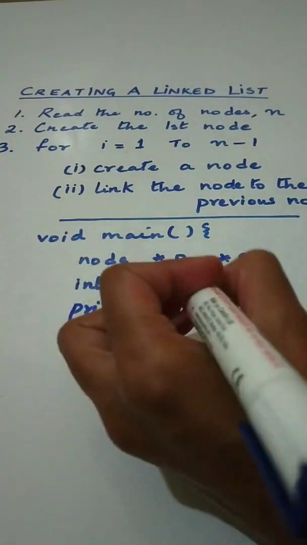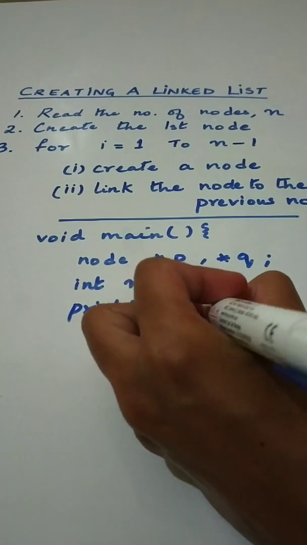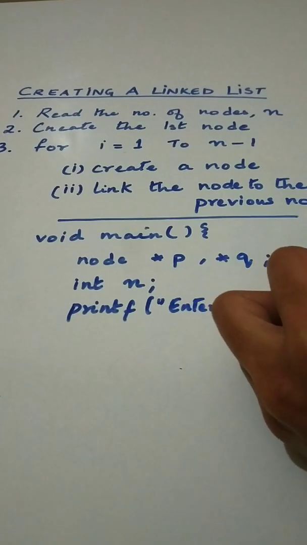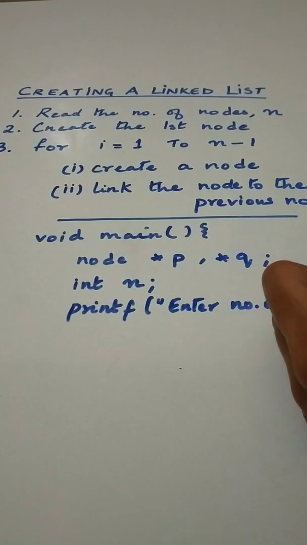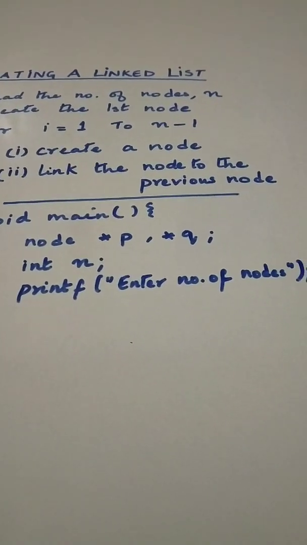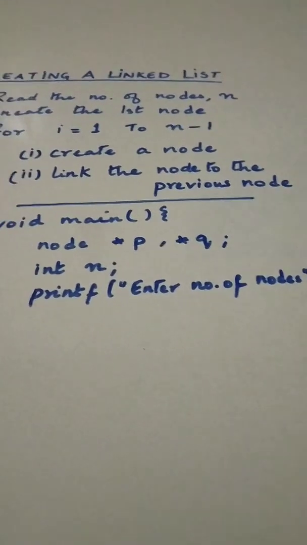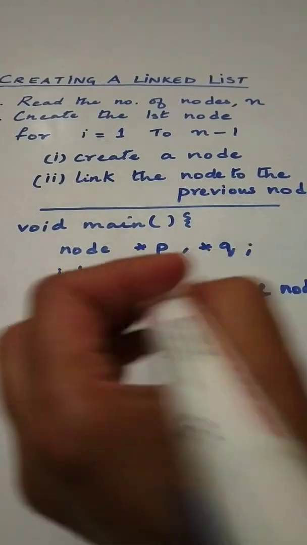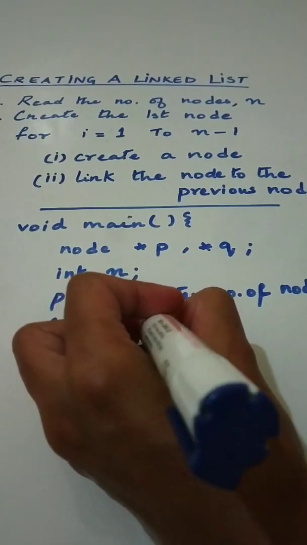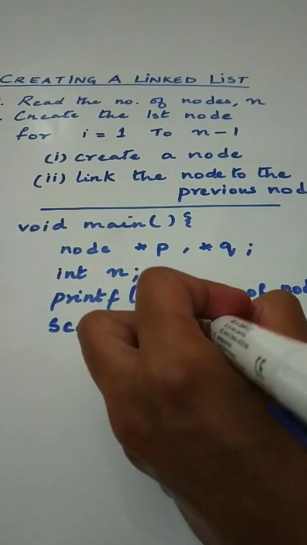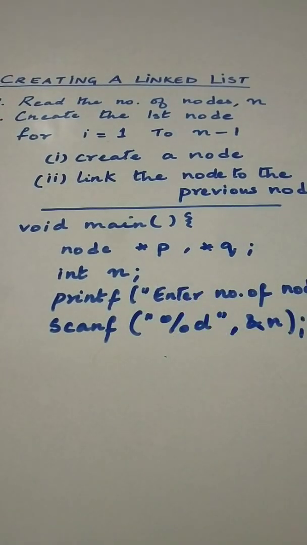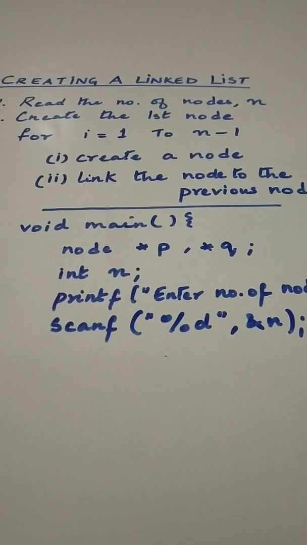How many nodes do you want? Enter number of nodes. I will ask the user to do that. Then after this I will take in the input using scanf, since it's an integer, so %d, ampersand n. N will store the number of nodes that are needed.